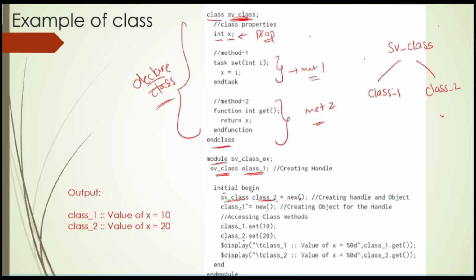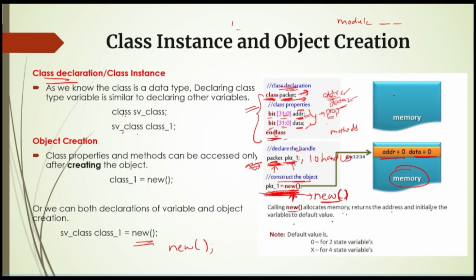As I told you, for one class you can create any number of handles you want, and the declaration you can write in this way. If you see here, this is my class and this is the handle of my class. After creating the handle, in the next step I have created the object for it. You can write it in two steps or you can do it in one step itself.